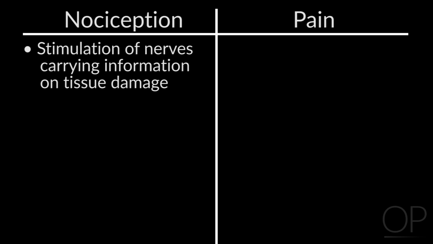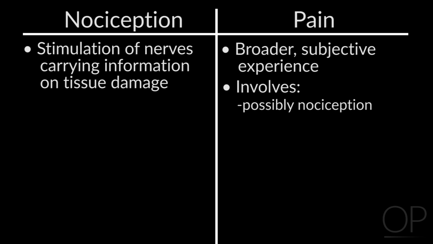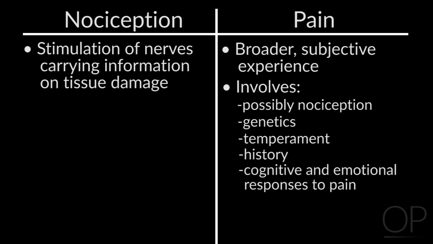There's a distinction between pain and nociception. So nociception involves stimulation of nerves that carry information about tissue damage to the brain. Pain, however, is a much broader experience. It's considered a subjective experience, possibly involving nociception, but not necessarily, but also involving the person's genetics, temperament, past history with painful experiences, their cognitive and emotional responses to pain, as well as the responses from important people in their lives and in their environment. All of these factors can modulate the person's pain experience.